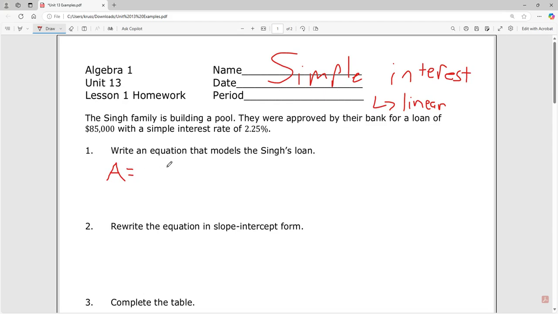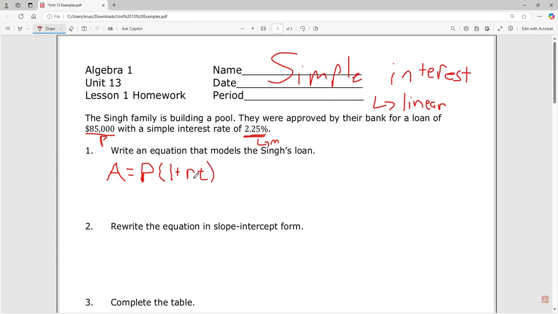equals the principal, that's how much we put in, how much money was either saved or borrowed. So this here is P, right? Times the quantity of 1 plus the rate, and that is in decimal form, but that is also our M value. Okay, and then T, which is the time, and that T is our X value.